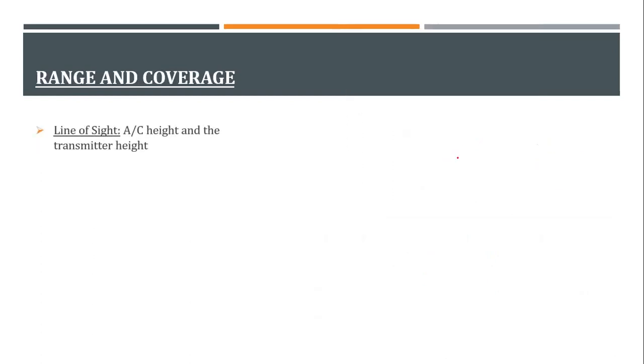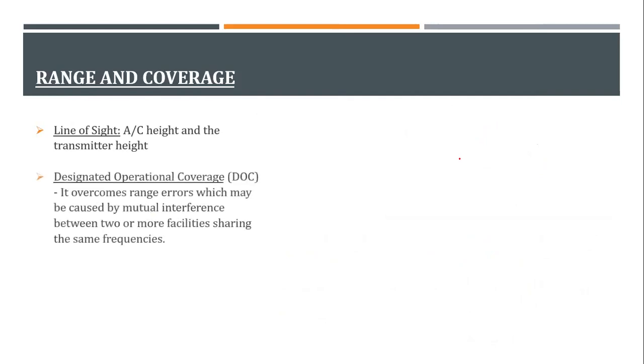Range and coverage, as we know, DME is primarily used as line of sight. So line of sight becomes the range. Then we have the DOC. DOC is also defined for all the radio aids.